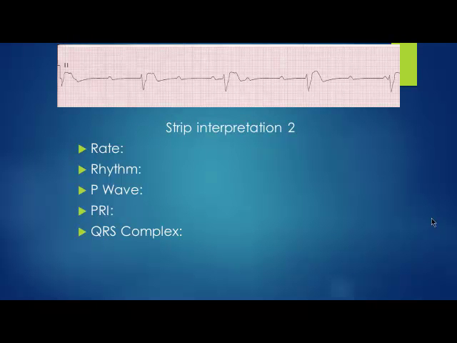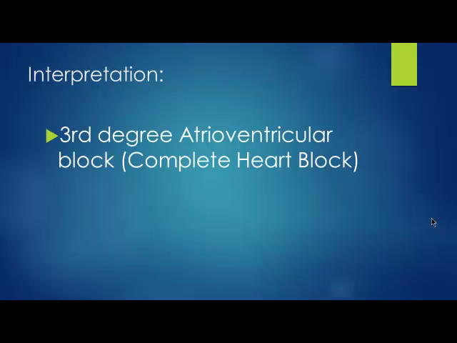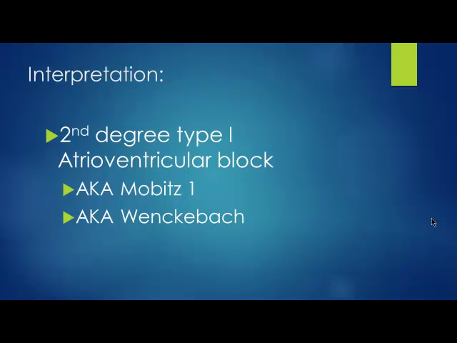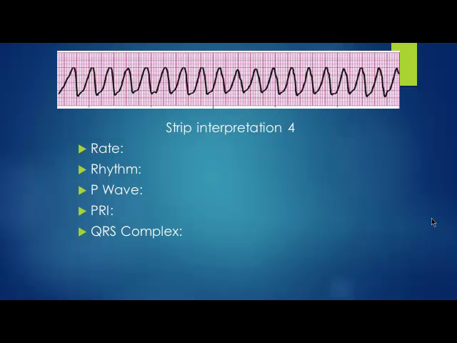All right. What do you got right here? And this is where I caution you, because everybody first looked at this. But you've got to do your full thing here. Note that this is the exact same strip we had earlier. All right? Third degree AV block. All right? What about this guy? Second degree type 1, aka Mobitz 1 or Winky Bob. Winky Bob.